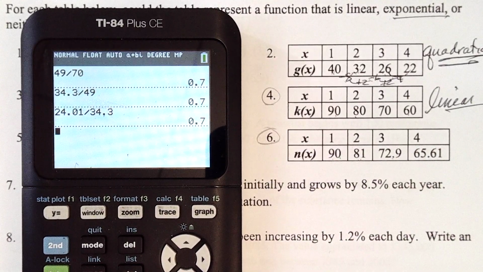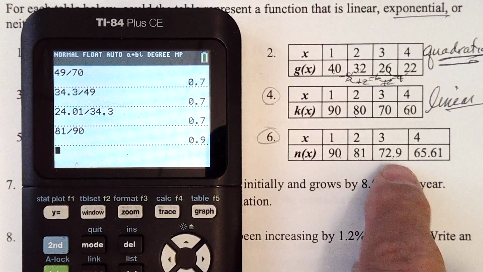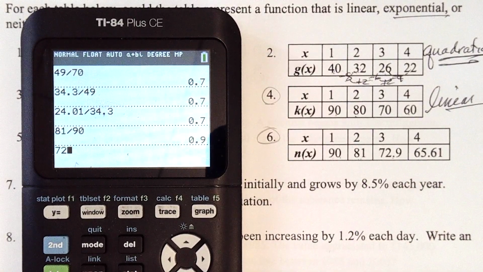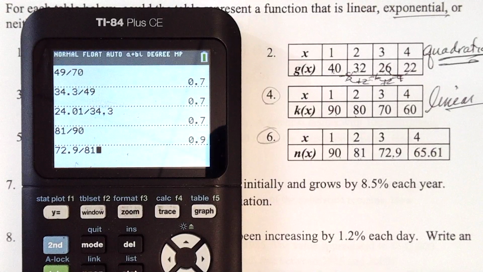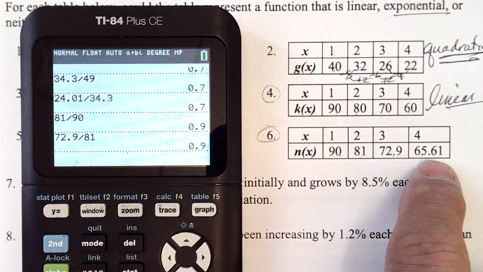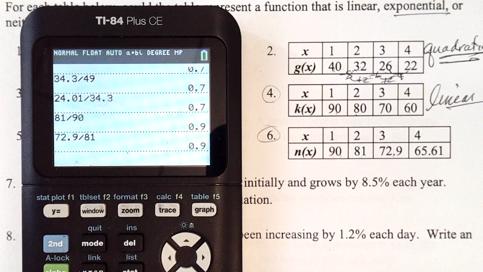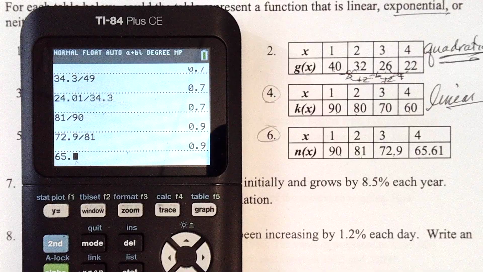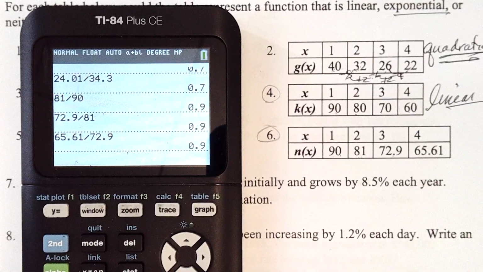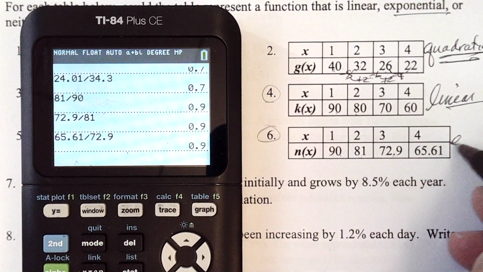So let's try 81 divided by 90, 0.9. 72.9 divided by 81, and I'm going to guess that 65.61 divided by 72.9 is going to be 0.9. So this is exponential.